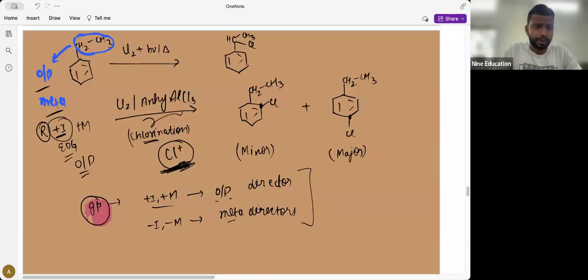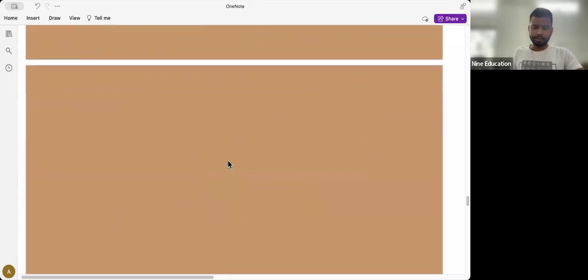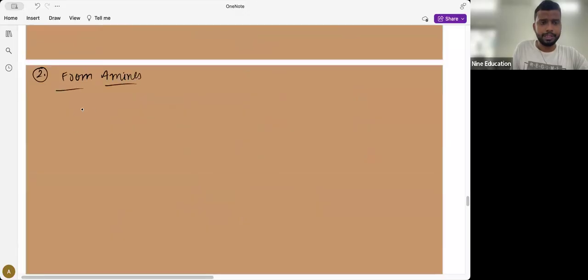Okay beta, the last one we will see, the last reaction of today's class: preparation of aryl halides from amines. Same, same it is. Let's say we have an NH2 group here, and this is known as aniline. We call it aniline.